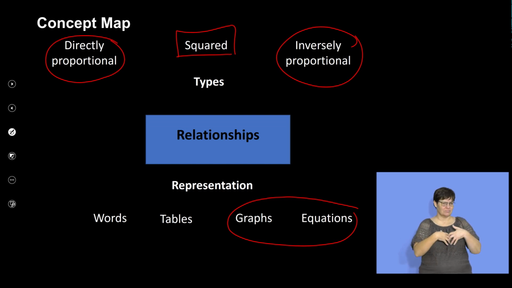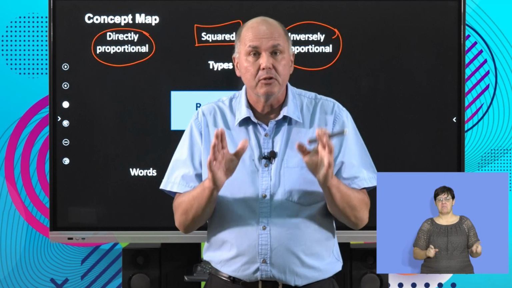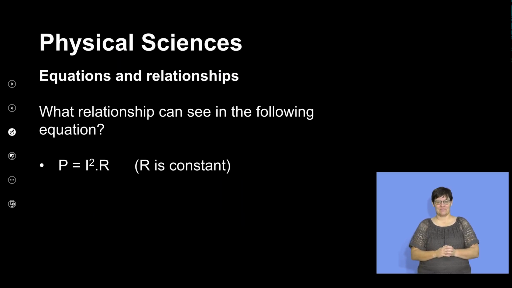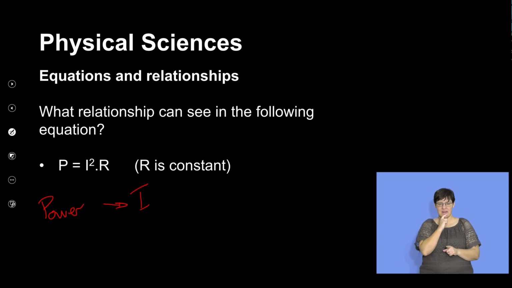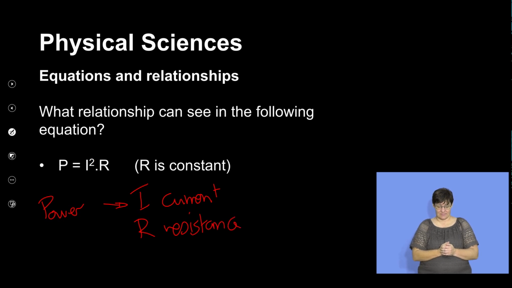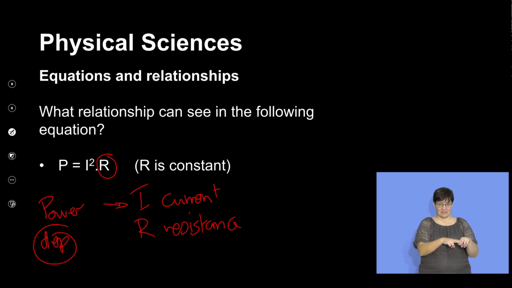And you know what? There's no new tricks here. It's just the same sort of thing as we've done before. But let's have a look. And so here we go. Here is an equation of power, the relationship of power related to current, I, the current in a circuit, and R, the resistance. And as you can see, R is constant. So in effect, P is the dependent variable, and the current is the independent variable.